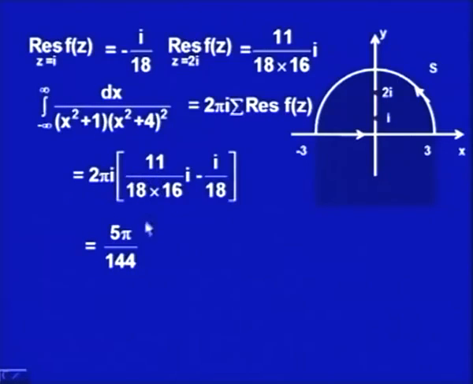So, we have simplified, and you will get 5 pi upon 144. Here we had applied the first method we had learned for evaluation of an improper integral, when f of x is a rational function, both numerator and denominator are polynomials, the denominator does not have any real zero, and the degree of the denominator is at least 2 higher than the degree of the numerator.